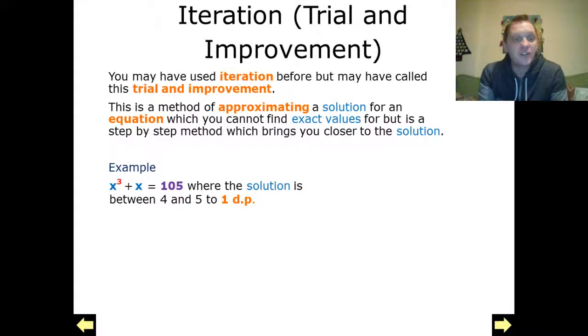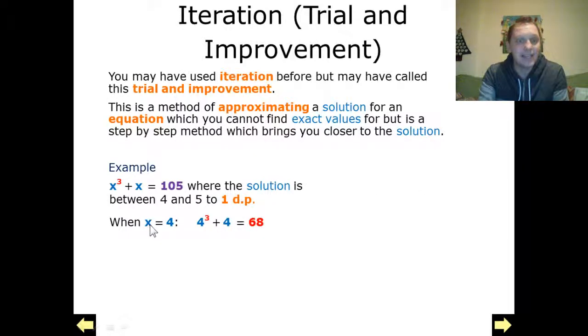So as an example, we've got x cubed plus x equals 105, where the solution is between 4 and 5, and we've got to give our answer to one decimal point. So first thing I'm going to try is when x equals 4, because my solution is between 4 and 5. So I want to check if 4 and 5 are actually part of the solution.